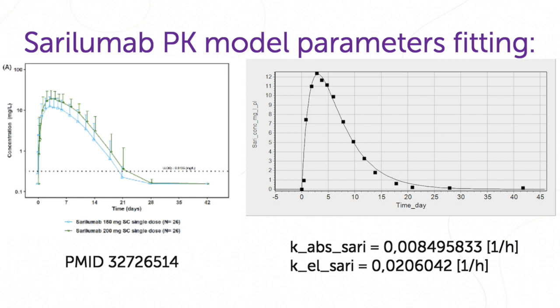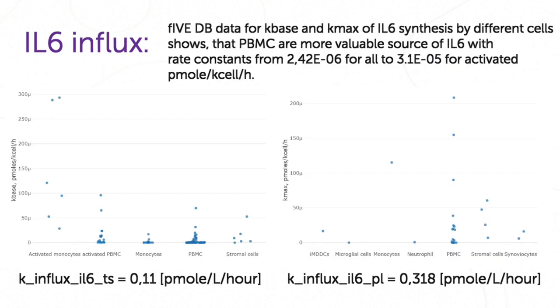Sirolimus pharmacokinetic model parameters were fitted as said in the third lesson. This concentration graph is obtained by applying these parameters. Interleukin-6 influx values were also changed. The calculated rate constant of interleukin-6 synthesis by neutrophils exported from IRT is very low. We exported the rate constant for interleukin-6 synthesis from 5dB to analyze sources of interleukin-6.